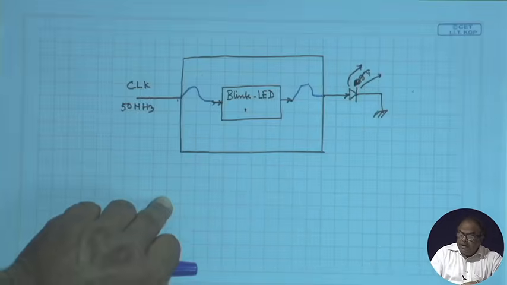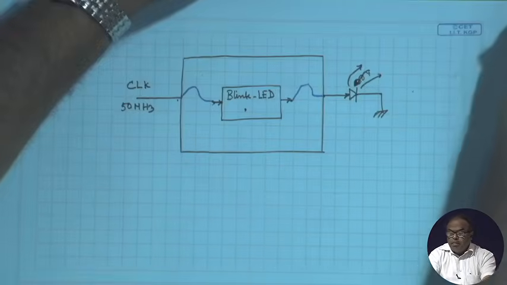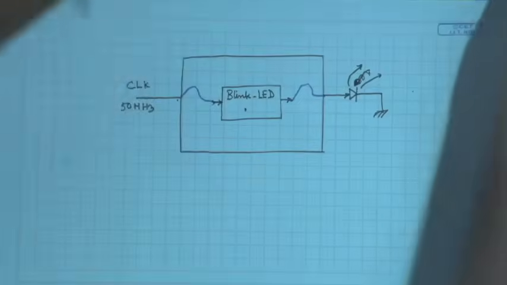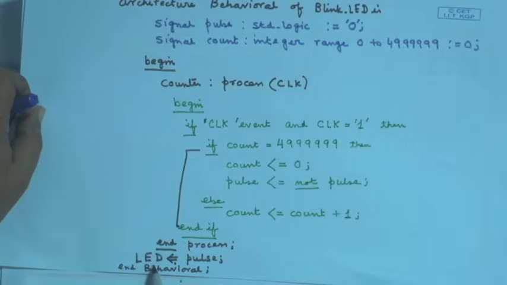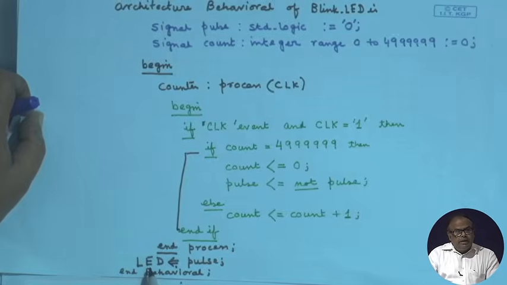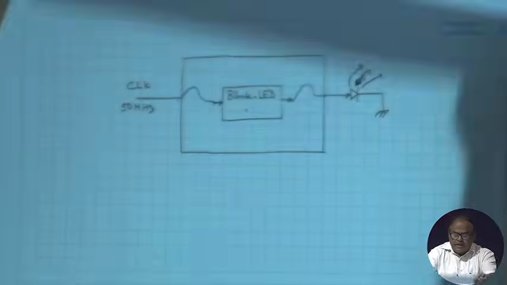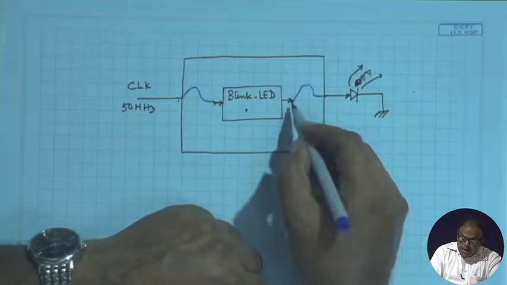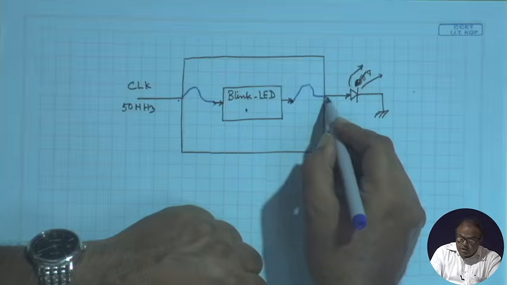That LED in my program was nothing but a port to what? Port to the blink LED entity. This LED is a port, and port to the blink LED entity. Therefore, this LED is this point, but I have to establish the correspondence between this point and this point.